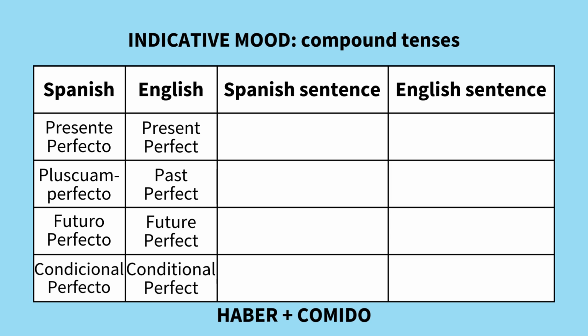So the one that we don't use from the simple tenses is the preterit perfect because it's rarely used in spoken Spanish.